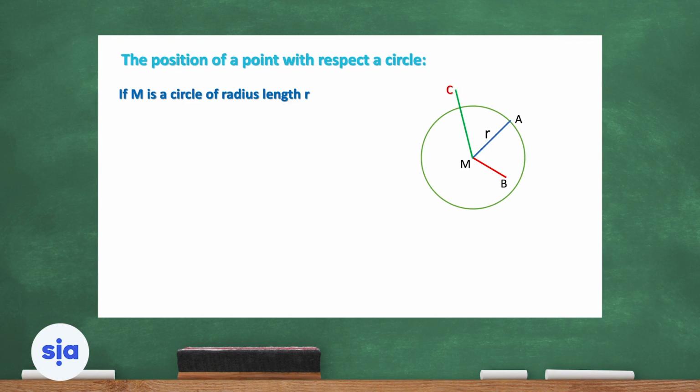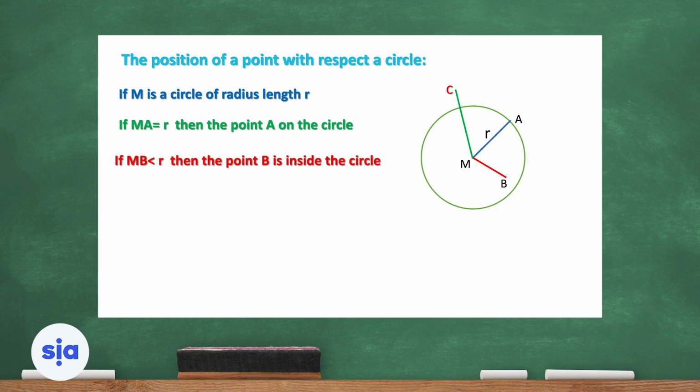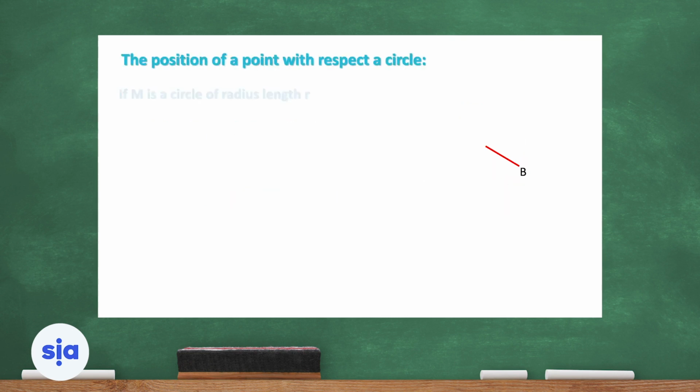If you can see in this circle that M is the center of this circle, where R is the radius. If MA is equal to R, then A is a point on the circle. If MB is less than R, then B is a point that is inside the circle. If MC is greater than R, then yes, good job, C is outside the circle.